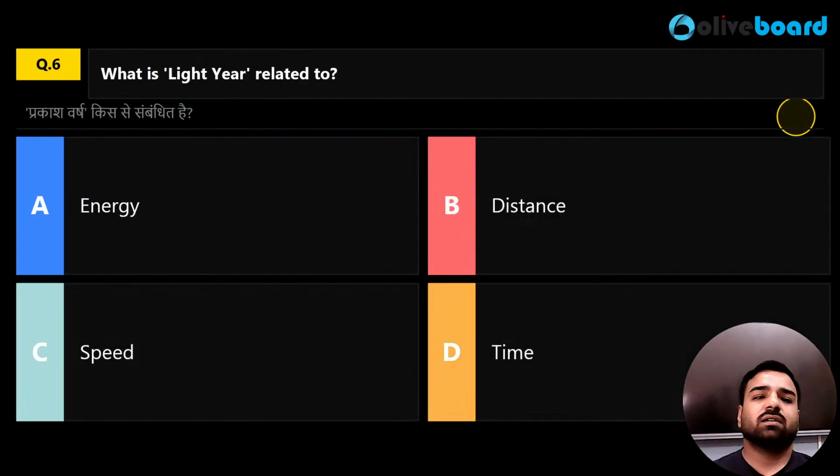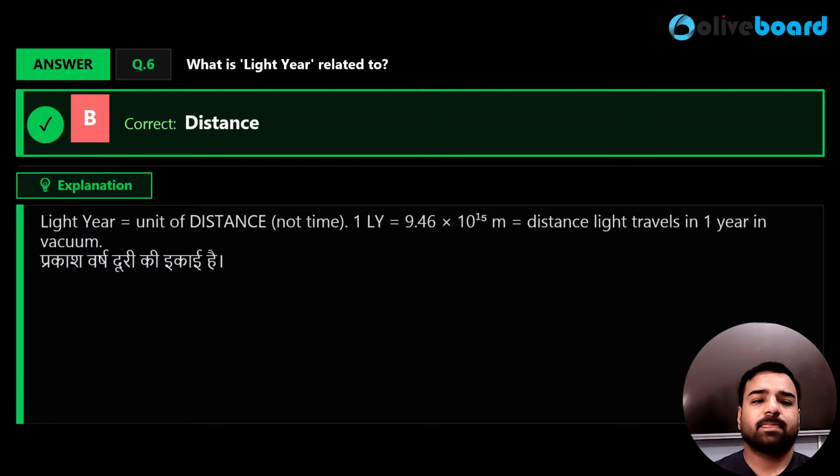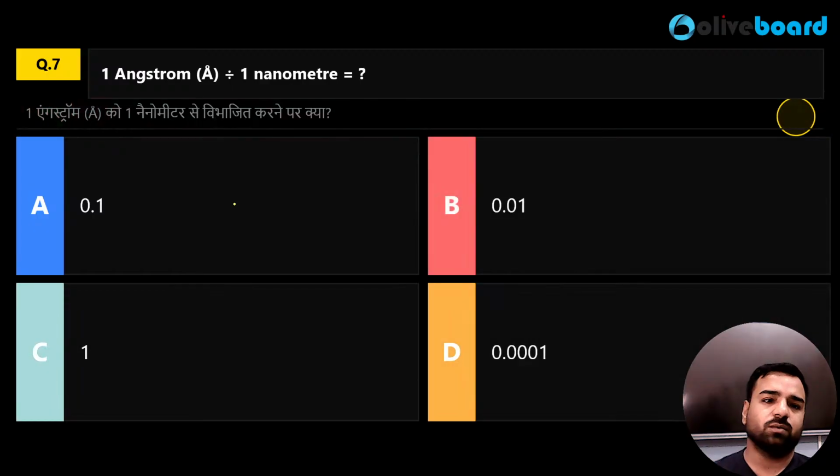Next, light year is related to what? Energy, distance, speed, or time? Light year, obviously, is the unit of distance. So here option B will be the answer. It is how much light travels in a year. So light year is a unit of distance, not time, and it is the distance that light travels in a year in vacuum.